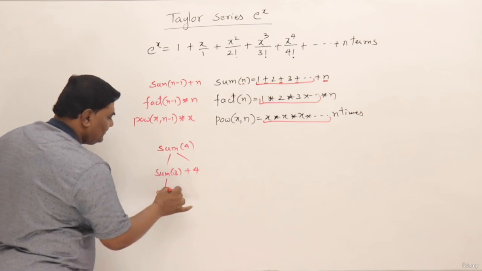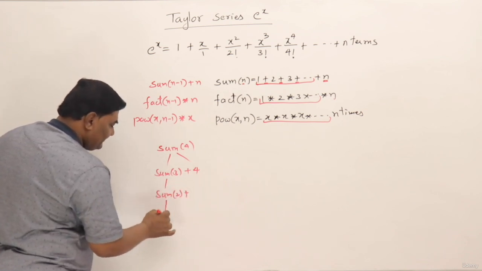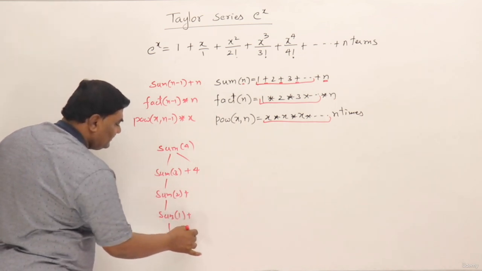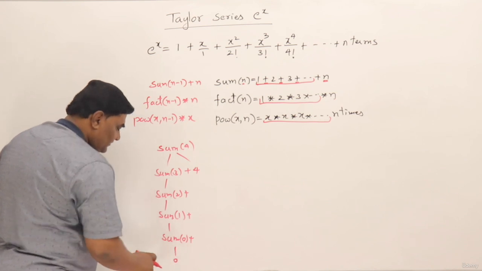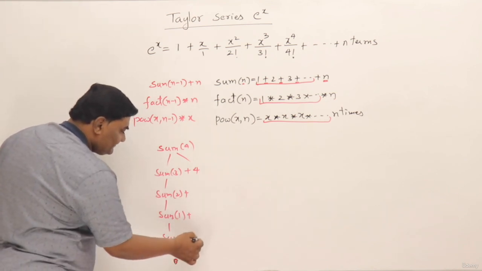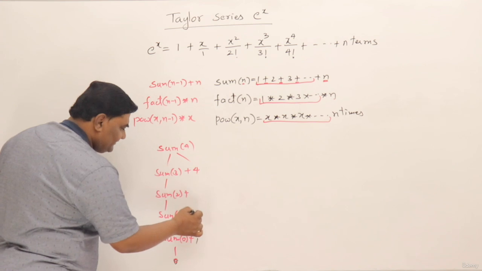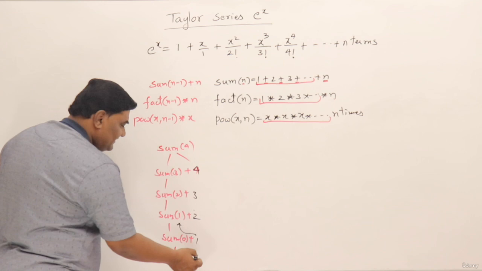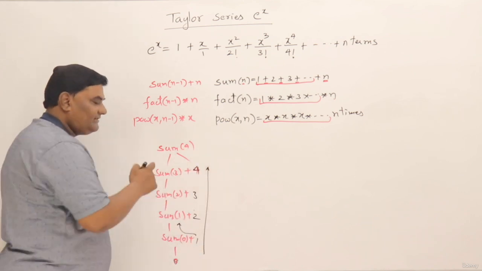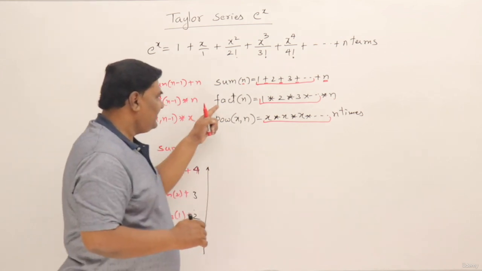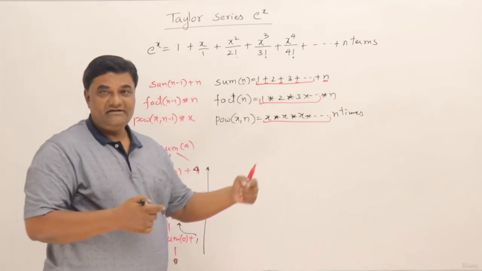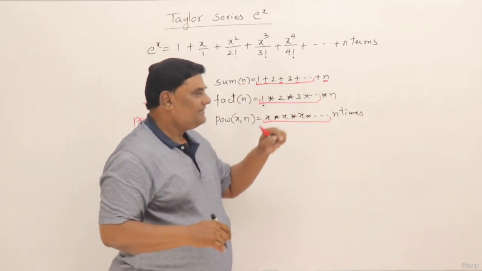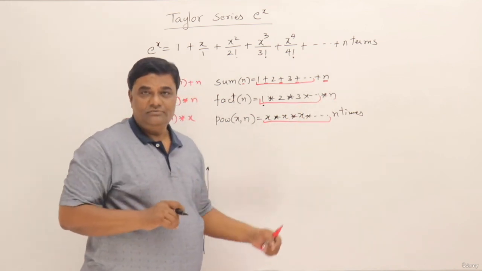Then sum of 2 plus this 3, sum of 1 plus 2, sum of 0 plus 1. The sum of 0 is 0. So while returning, this is 0, then 1 is added, then 2 is added, and the total is 3, and then here 3 is added and here 4 is added. So you can see that the addition is done at returning time. Similarly, for finding factorial also, the product is done at returning time. The starting point will be 1 and the last value multiplied will be n. And similarly in the power also.